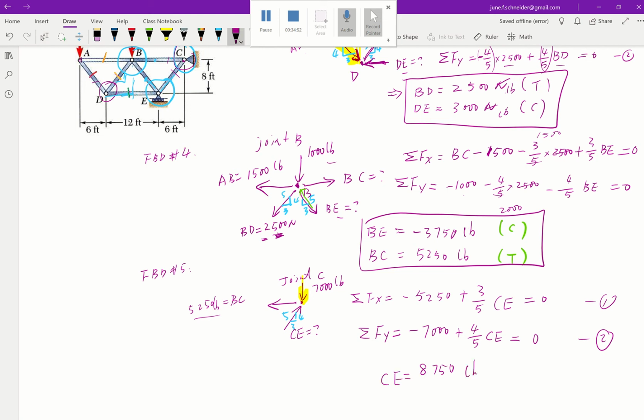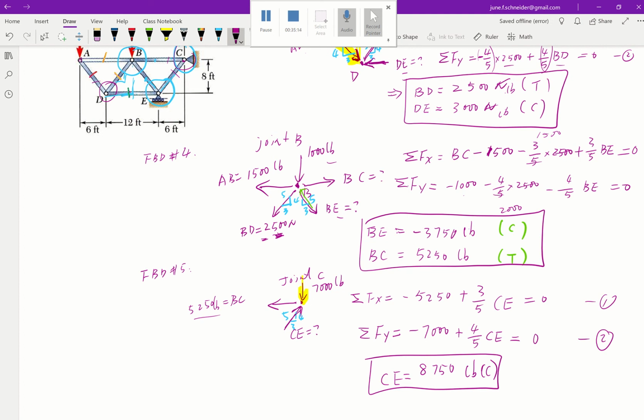and that's going to be a positive value. And if I were using the second equation, 7,000 times 5, then divided by 4, we get the same answer. Yep. So that's our CE. And CE is a positive number, which means this direction is correct. That's pushing into the point. That's going to be compression.